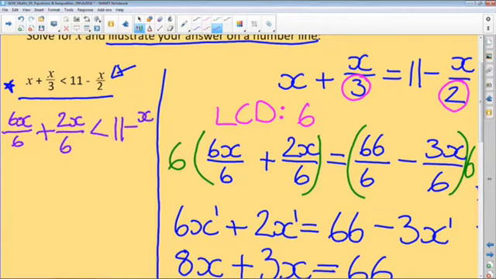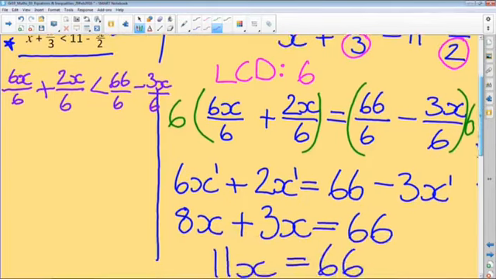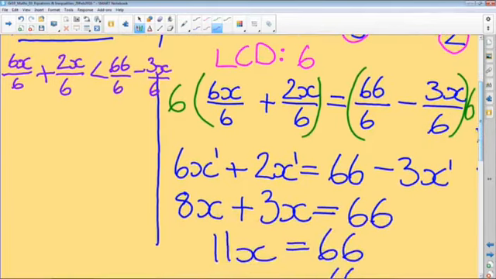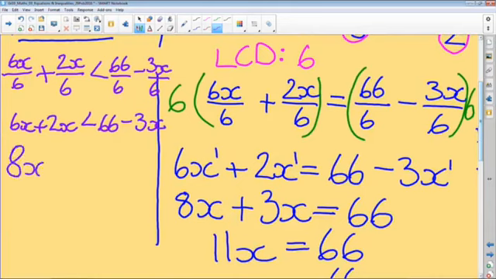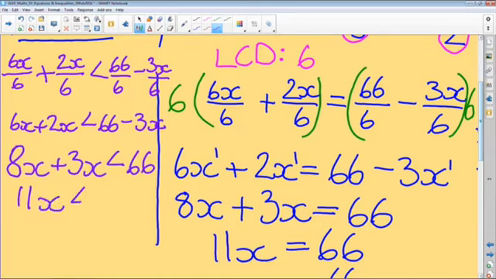Oh, sorry, not 11 minus x. I'm changing it to a lowest common denominator, so that's 66 over 6 minus 3x over 6. I'm going to drop all of the denominators, and that means I've now got 6x plus 2x is less than 66 minus 3x. Now I'm going to gather all of my x's together, so that's 8x plus 3x is less than 66, which means I have 11x, which is less than 66.